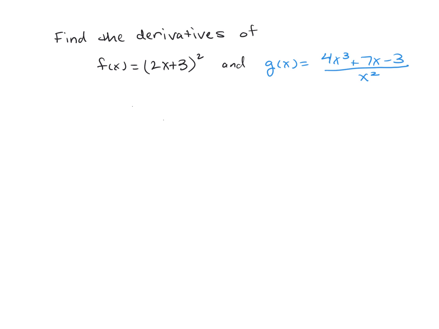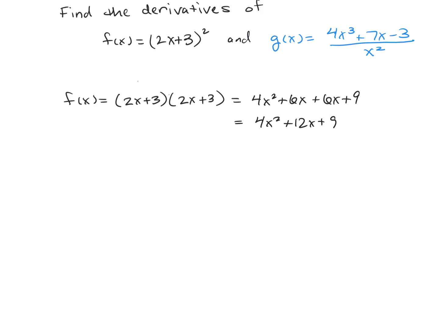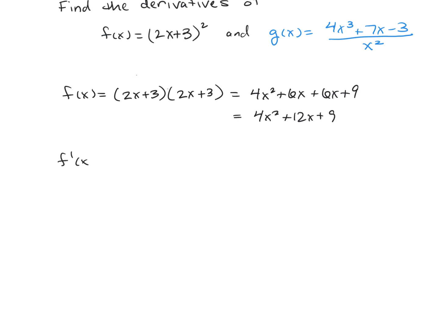So for starters, let's take a look at f of x. F of x needs to be expanded as 2x plus 3 times itself, so we can get it into a polynomial form. So that's going to be 4x squared plus 6x plus another 6x plus 9, or simply 4x squared plus 12x plus 9. So now using power rule, term by term, we will have an 8 times x plus a 12, and again, the derivative of that 9 is equal to 0.